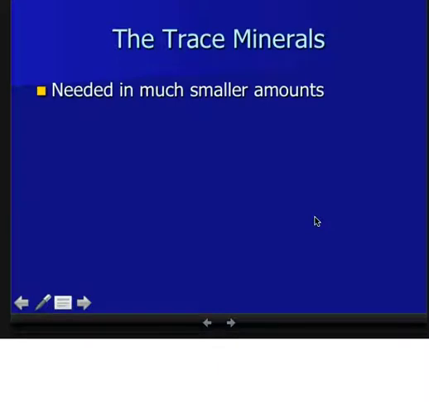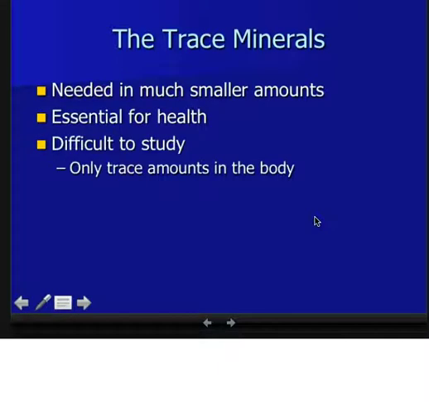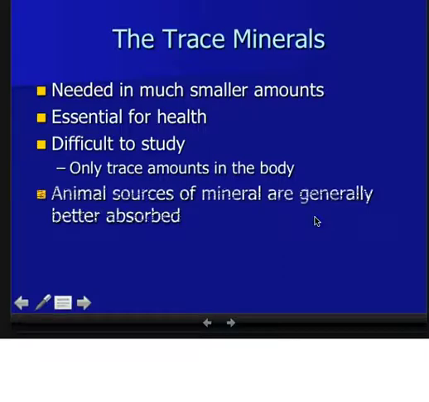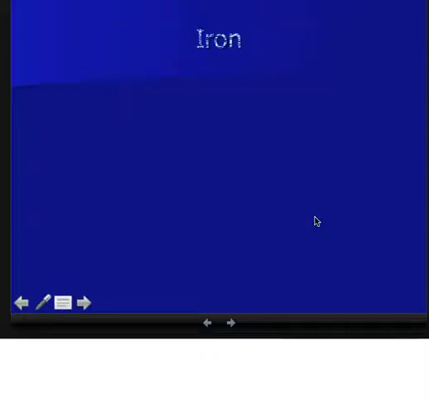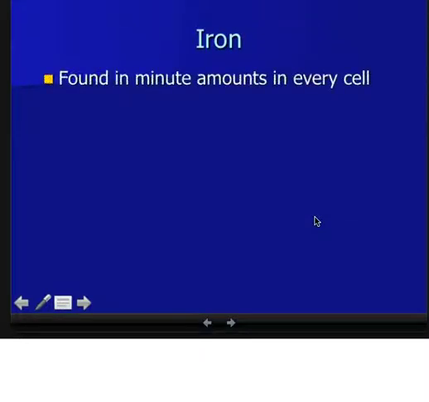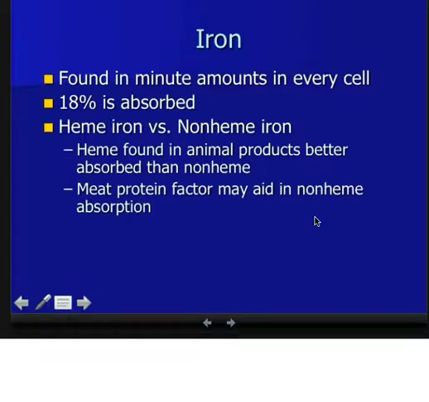Okay, the trace minerals are needed in much smaller amounts, but they're essential for our health and difficult to study because they're present in such small quantities. Animal sources of mineral are generally better absorbed than plant. Iron is one of these trace minerals. It's found in minute amounts in every cell. 18% of it is absorbed.